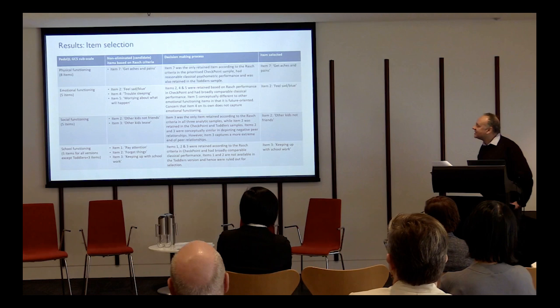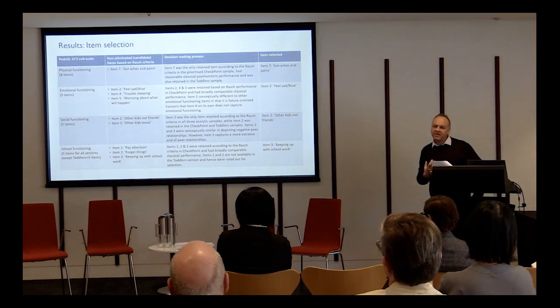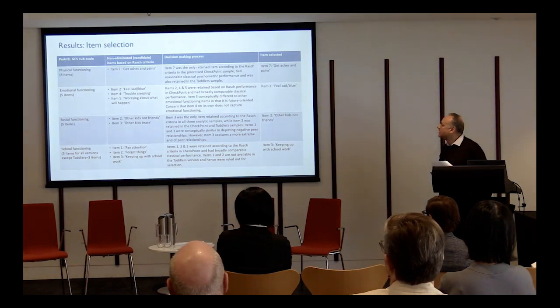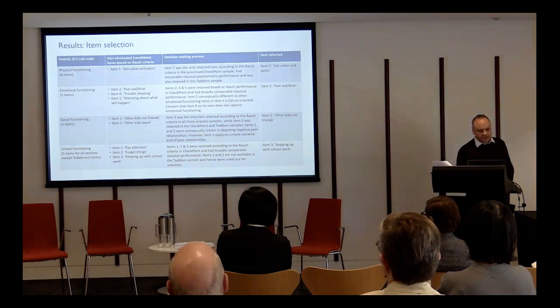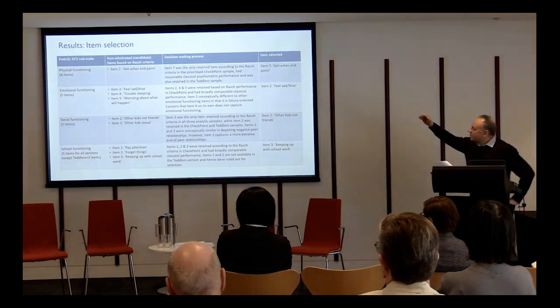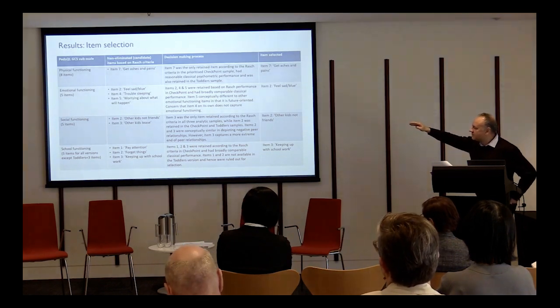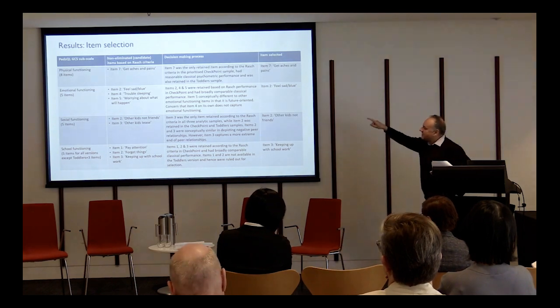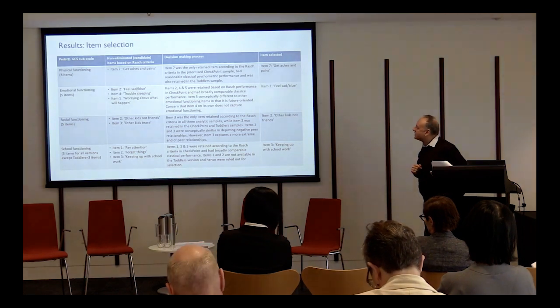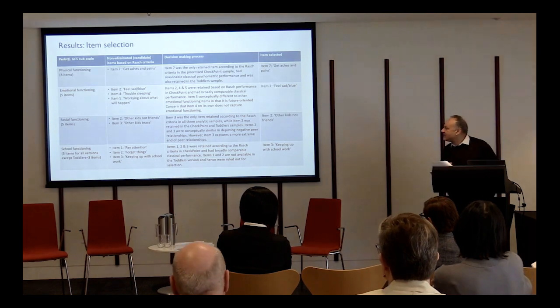So at the end of that process, we ended up with a short list of potential items that we could take forward to the reduced item set. So for each of the 4 subscales, physical functioning, emotional functioning, social functioning, school functioning, you can see the potential items that we could take forward presented in the second column. We then went through this decision-making process to select a preferred item. And so the thinking behind our final decisions is presented in the third column.